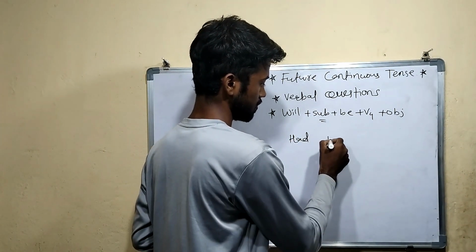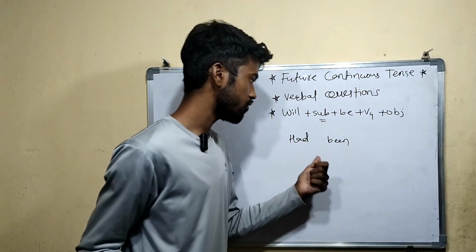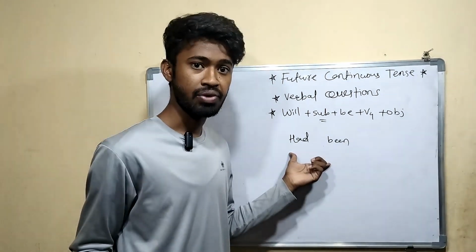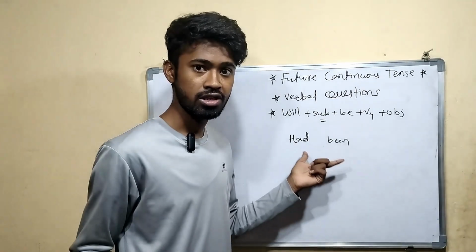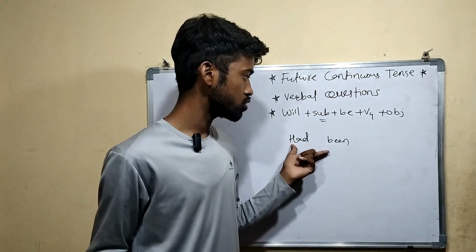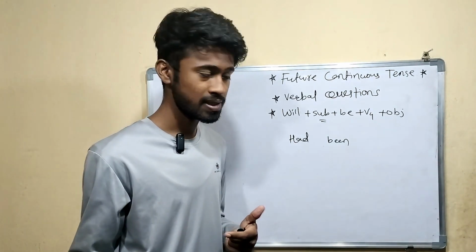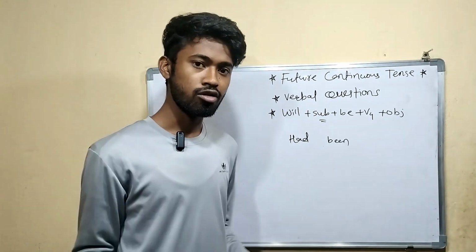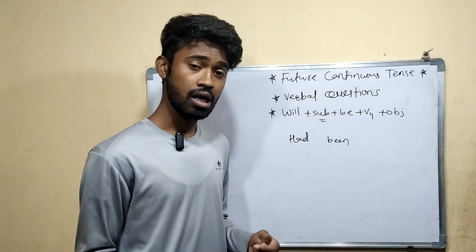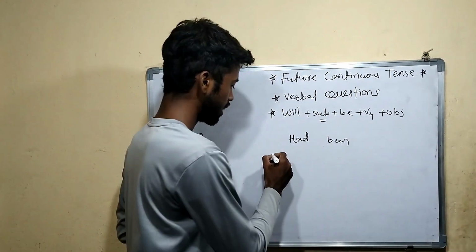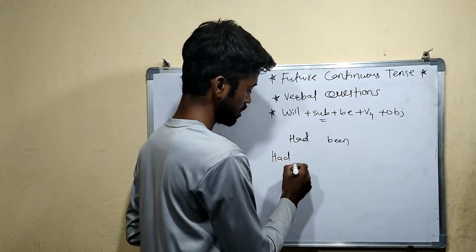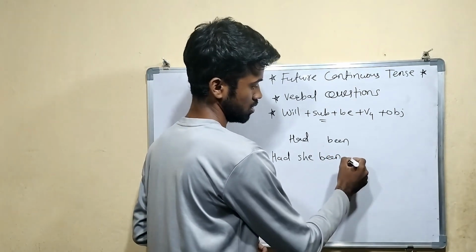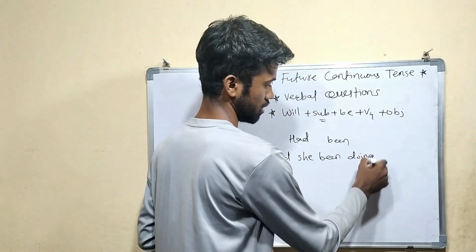Had been is there, right? Whenever you are forming any WH question using had been, this is past perfect continuous tense, right? We use these two helping verbs in past perfect continuous tense. So let's talk about this. Whenever you are framing verbal questions using had been, how will you frame it? Had she been doing her homework since morning?